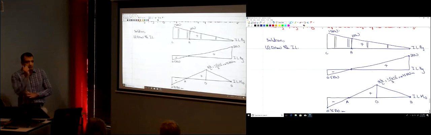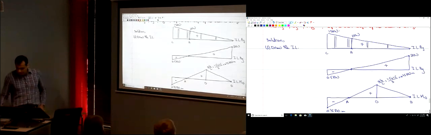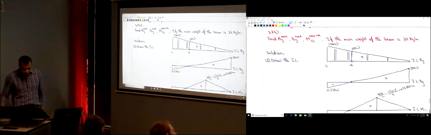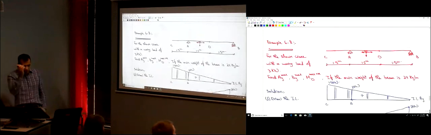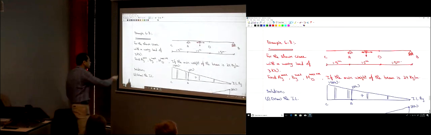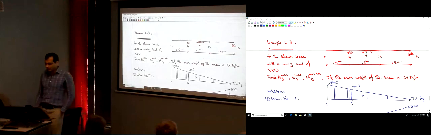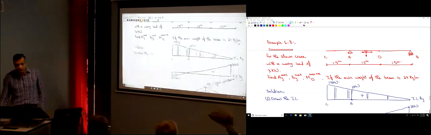So now I have a unit load, or not a unit load, I have a concentrated force, okay? The weight or the load on that plate is 3 kilonewtons. Where would I put this 3 kilonewtons so AY is maximized?